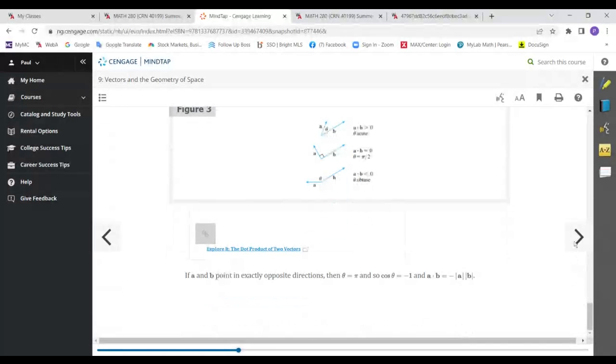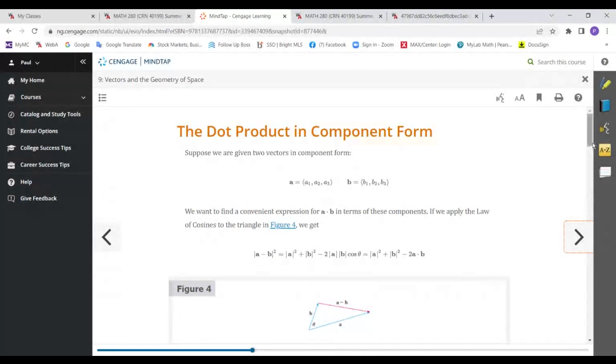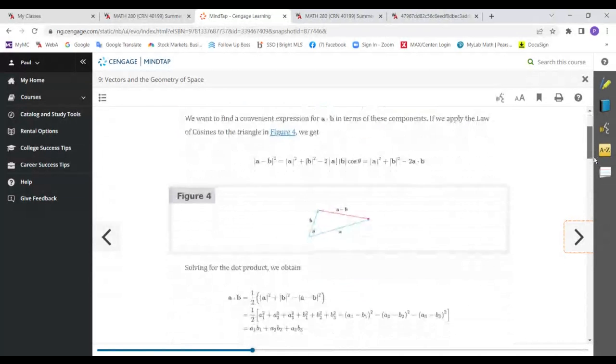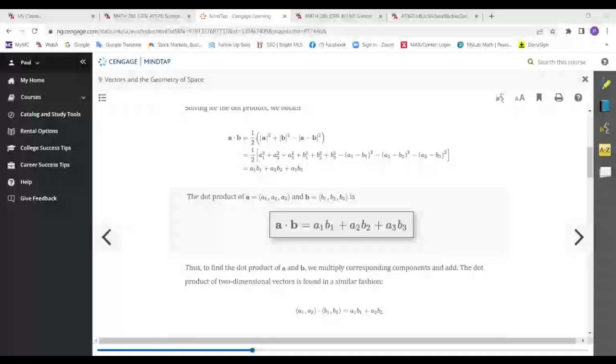All right, let's get back to the book. So we want a way to compute the dot product if we're just given components. And they go through a little proof here, and they show, hold on here. That isn't showing right. Let me go back here. One moment, everybody. Let me see what's going on here.